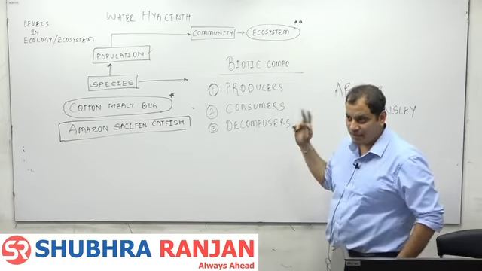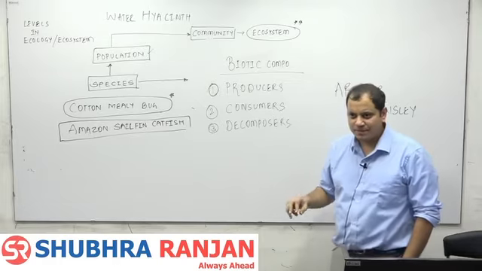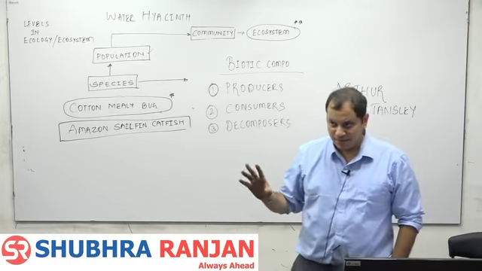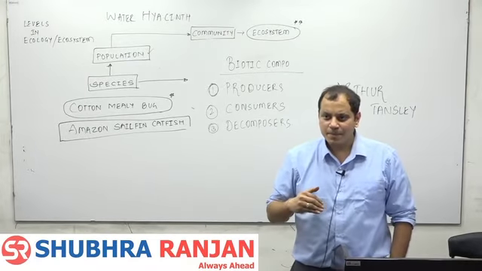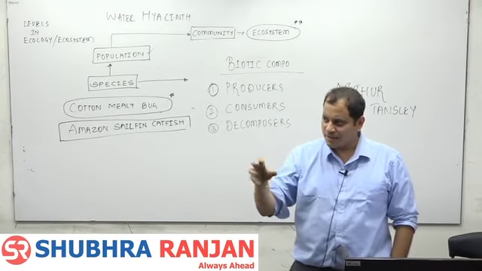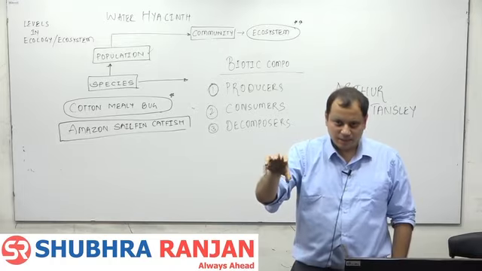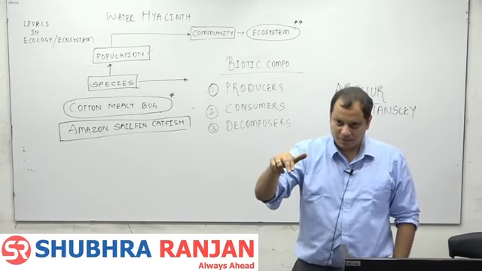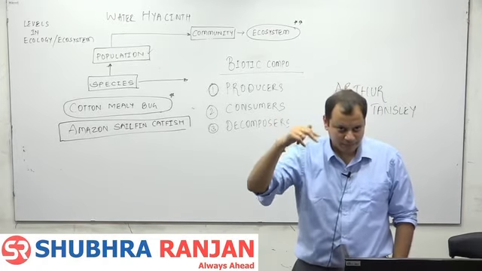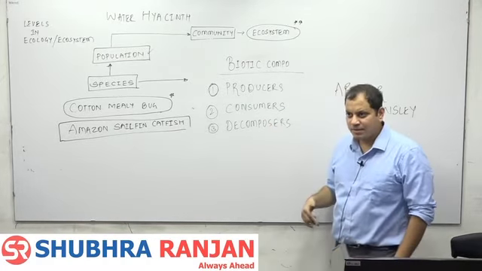All the green plants, algae also. Consumers, animals, birds. So how many levels do consumers have? Primary means they are going to eat the green plants. Secondary, they will eat the herbivorous animals. Tertiary means predators. And then decomposers.